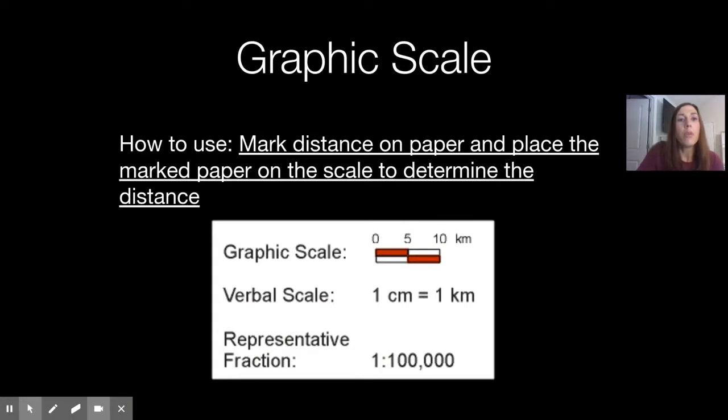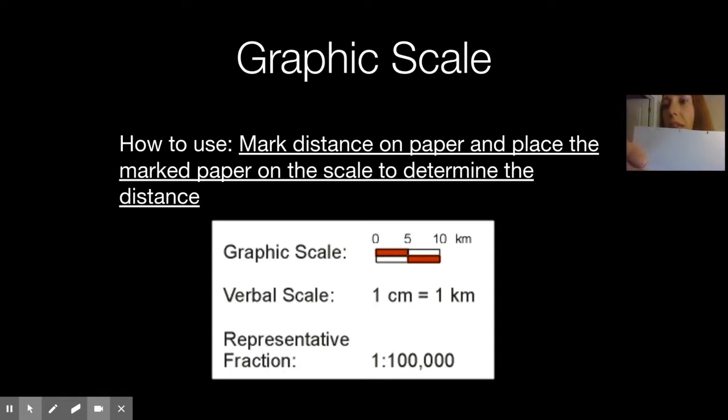Now there are a couple different ways to represent scale on a map. And one of those ways is with a graphic scale. So with a graphic scale, you would take a piece of paper. Let's see if I have a piece of paper here I can show you. This is just a random piece of paper. You're going to take your piece of paper and you're going to actually hold it up to the map and make a little mark with your pen or pencil, the distance that you're trying to measure. So let's say the distance between two cities I've marked with my pencil, and it's this distance.